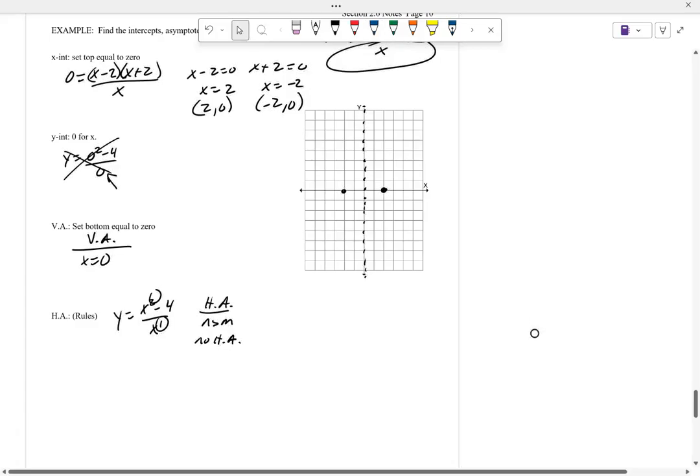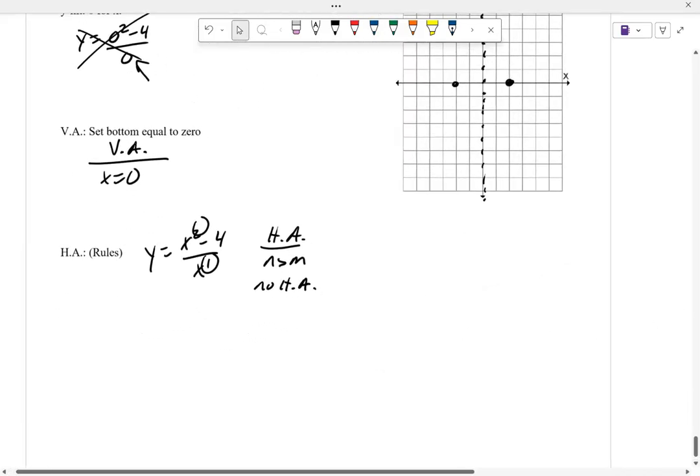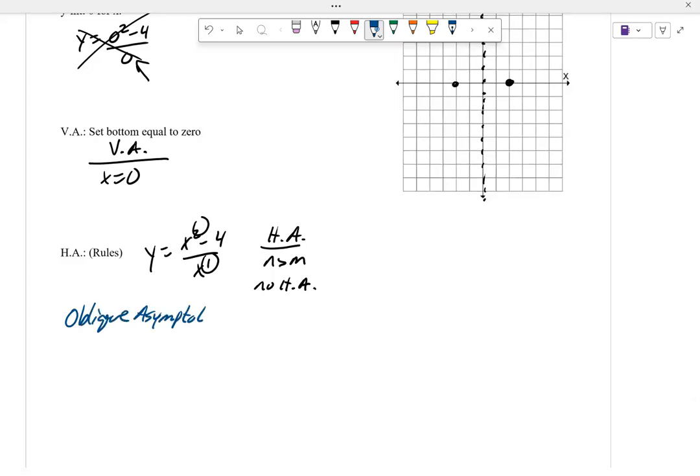So we have a slant or oblique asymptote. So let's go ahead and find that. We have to do the long division, right? This is x squared minus 4 over x. So I'm going to write x squared plus 0x minus 4 over x plus 0. Go ahead and do our long division here.